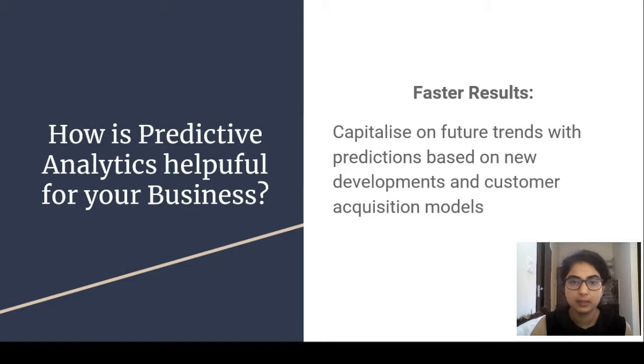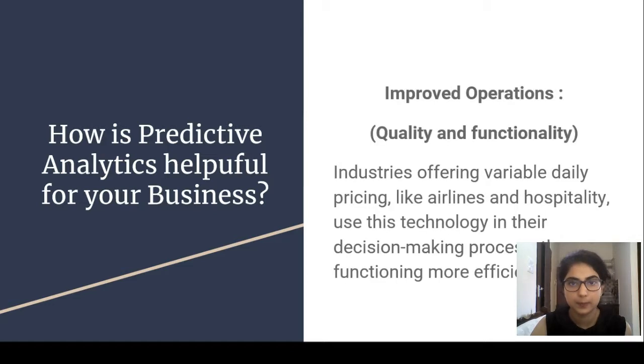Faster results. Capitalize on future trends with predictions based on new developments and customer acquisition models. Improved operations. This involves quality and functionality. Industries offering variable daily pricing like airlines and hospitality use this technology in their decision-making process, thus functioning more efficiently and also giving a good quality of results.